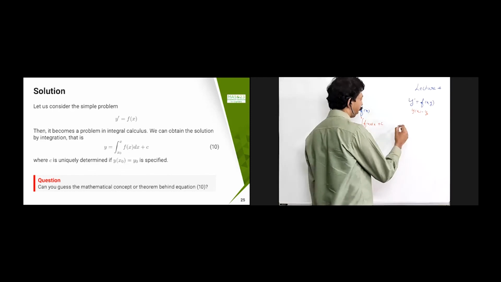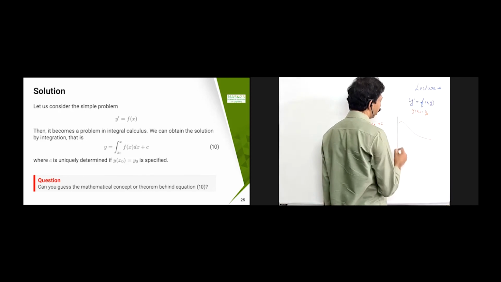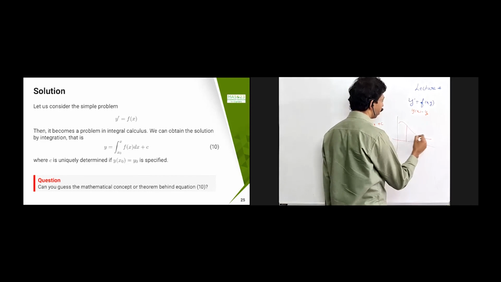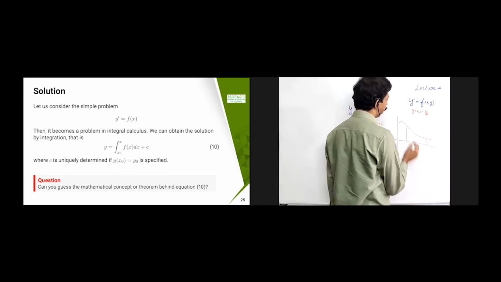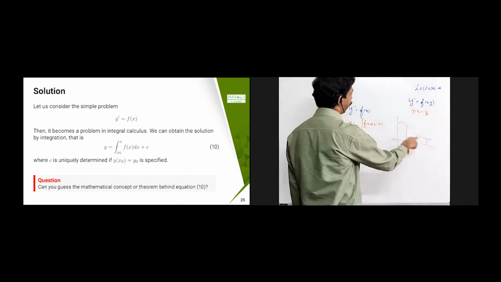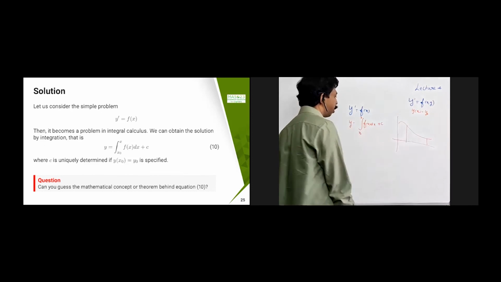So this one we call the antiderivative. So what is that integral from x0 to x of f(x) dx going to denote? For a given curve, what is it going to denote? It is going to denote the area under the curve. So f of x is a curve. So for that curve, what is the area under the curve which we are trying to find?